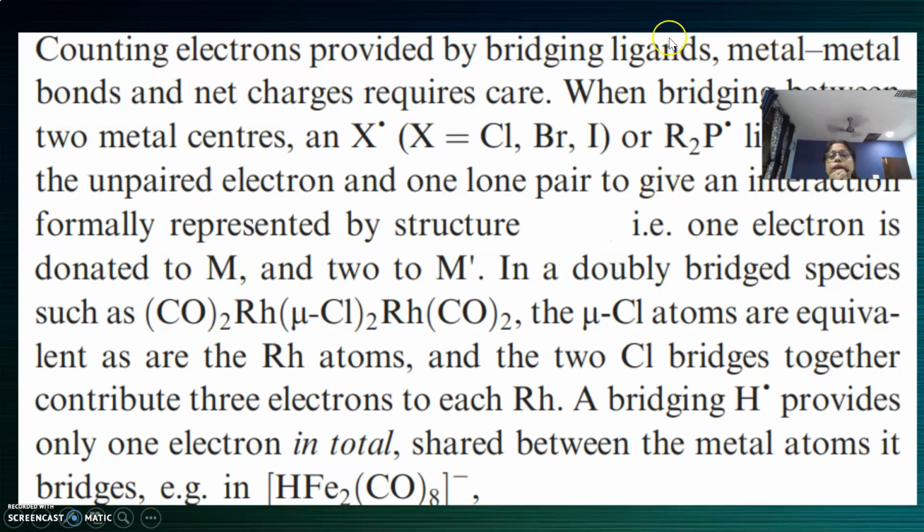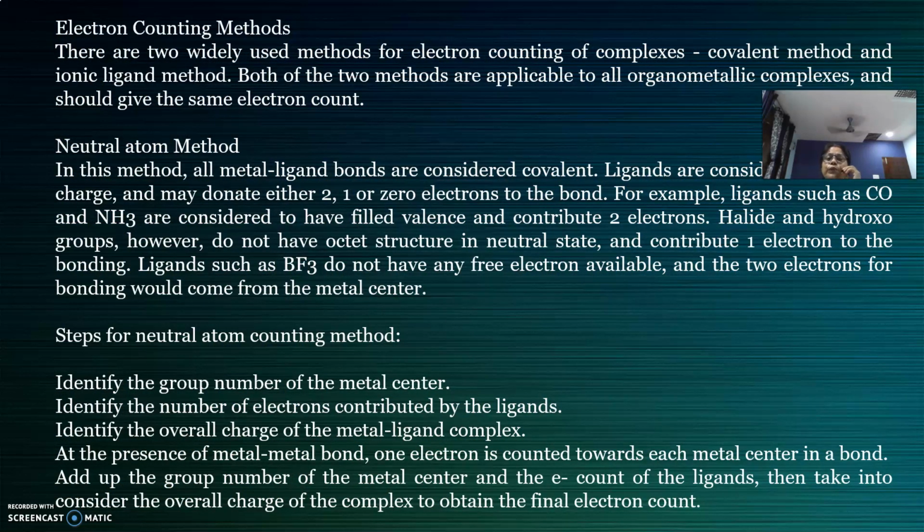Now, electron counting provided by bridging ligands also must be taken care of while determining the total number of electrons present in an organometallic compound. So, first of all, we must have a thorough knowledge of the structure that particular complex has, because the same ligand, halogen, may be attached to a single atom, or it may sometimes act as a bridging ligand also. In that case, the number of electrons counted for them will be different. So there are actually two different methods. One is called the neutral atom method, and the second one is the ionic method.